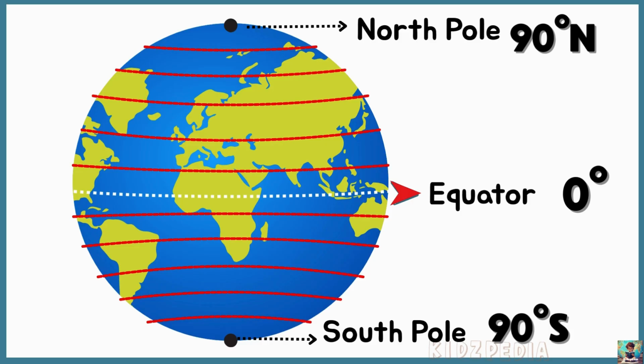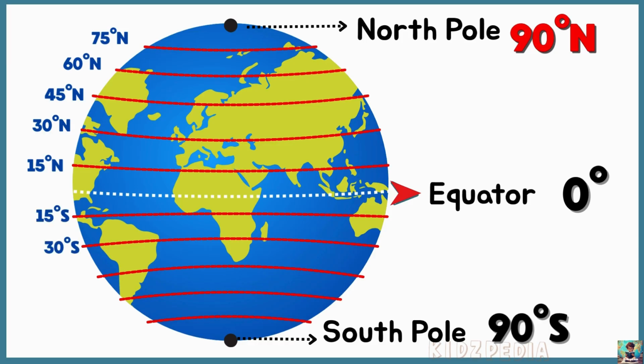For example, moving north from the equator, we have 15 degree north, 30 degree north, 45 degree north, 60 degree north, 75 degree north, and finally the North Pole at 90 degree north. Similarly, moving south from the equator, we have 15 degrees south, 30 degrees south, 45 degrees south, 60 degrees south, 75 degrees south, and then the South Pole at 90 degrees south. I hope this helps you understand how latitude is used to measure the distance between a place and the equator.